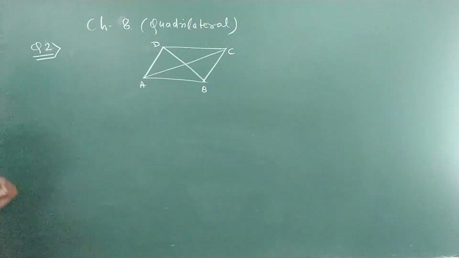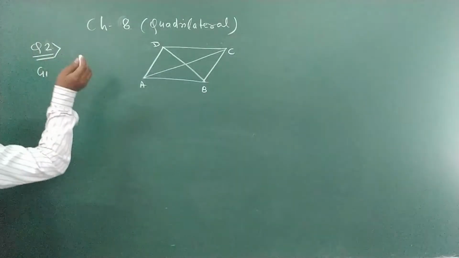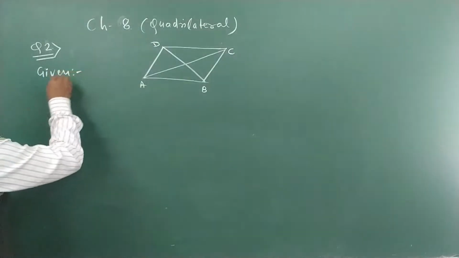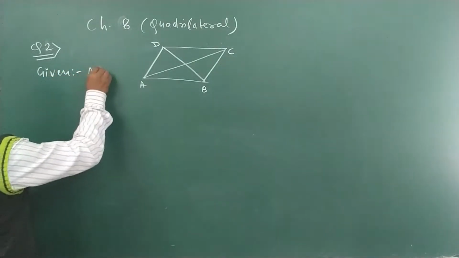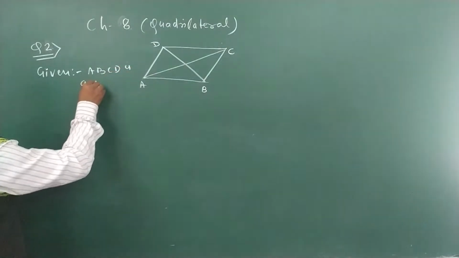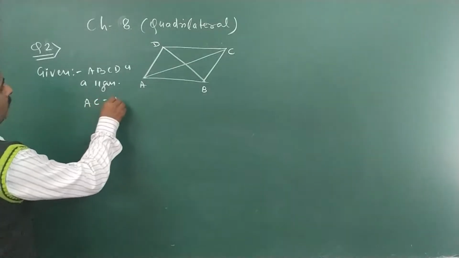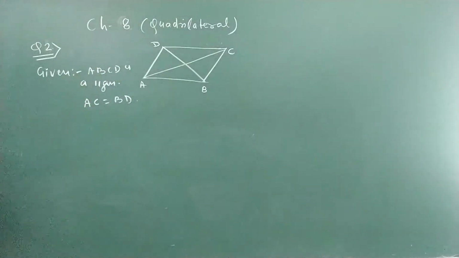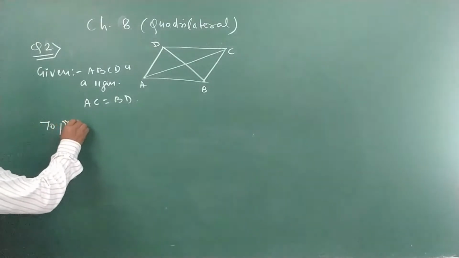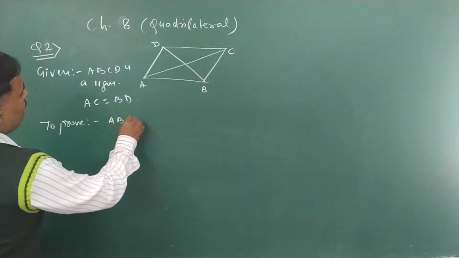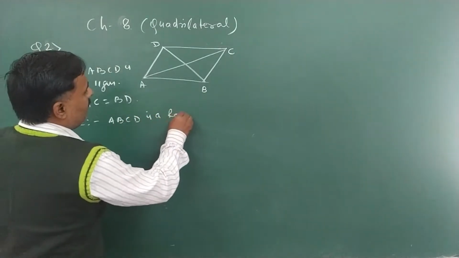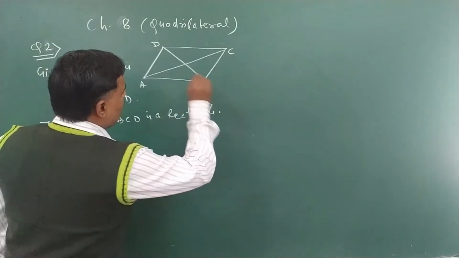Now what is given? ABCD is a parallelogram. And the second thing is that the diagonals are equal, so AC is equal to BD. A parallelogram whose diagonals are equal will be a rectangle. So what are we going to prove here? To prove that ABCD is a rectangle.